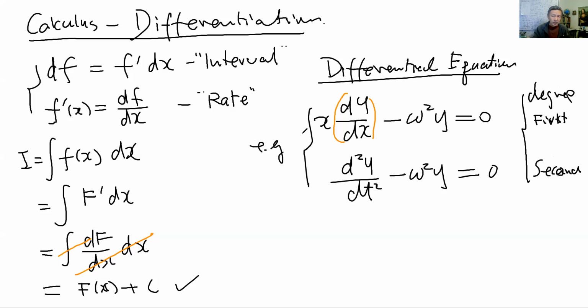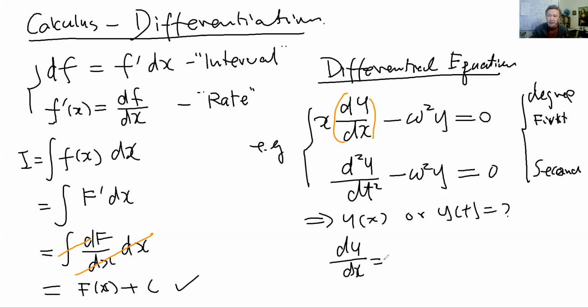We can solve it. Why? Because the objective is to find what y is. In this case y is y(x) or y(t), and we need to find it out. So how do we do that? We use integration. If we rearrange that, it becomes dy over dx equals omega squared divided by x times y. How can we solve that?